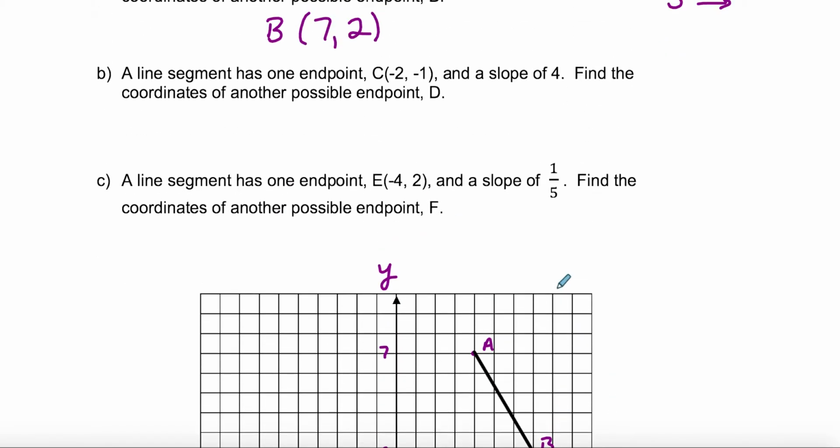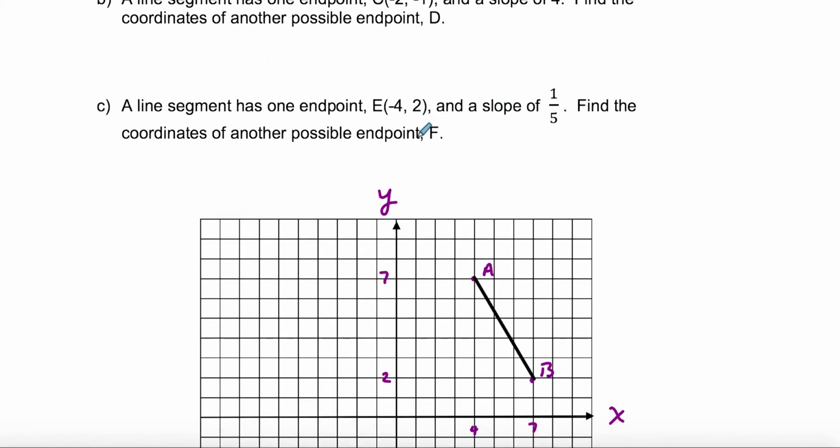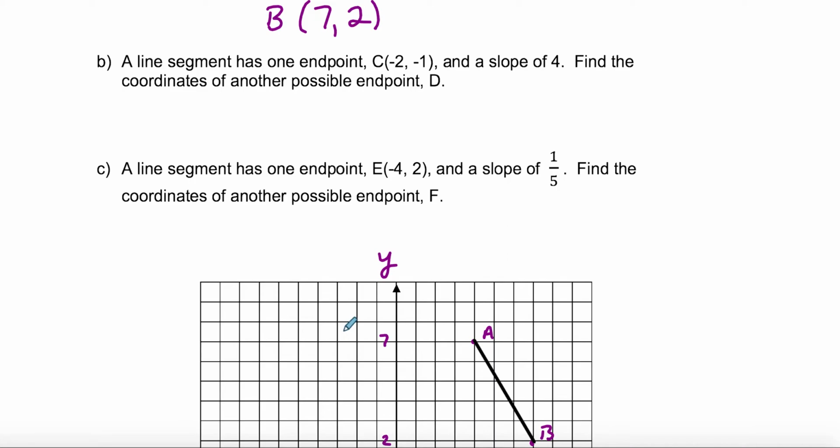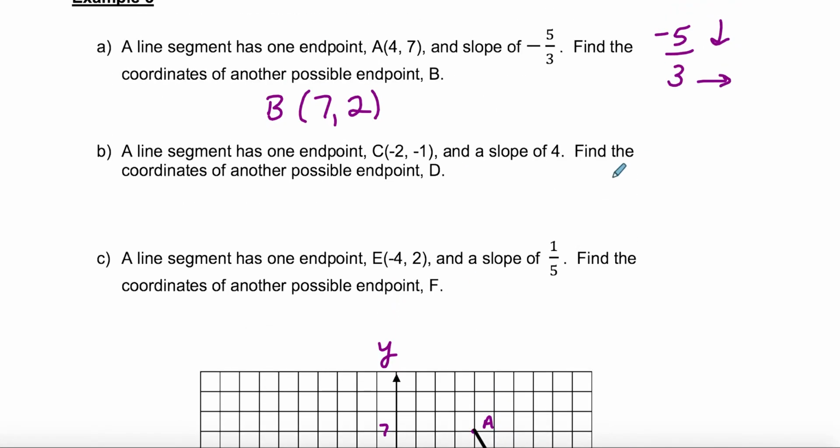All right, part B, one endpoint is -2, -1. So if we go to -2, -1, that is C. And the slope is 4. Okay, when we're looking at slope of 4, it's not that the line would be flat. It's not that it's vertical or horizontal. It actually has a slope of 4.